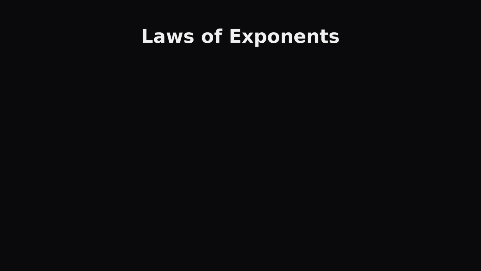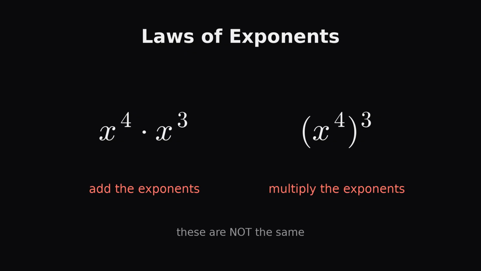In this video, we're going through the laws of exponents, the rules that show up constantly for the rest of the course. Most mistakes come from mixing up which rule applies where. So before we define anything, look at these two side by side. These look almost identical, but they simplify completely differently. One adds the exponents, the other multiplies them. By the end of this video, you won't mix these up again.